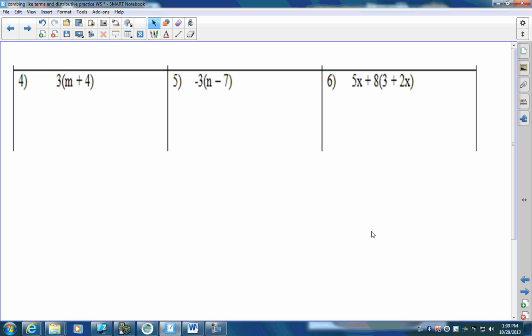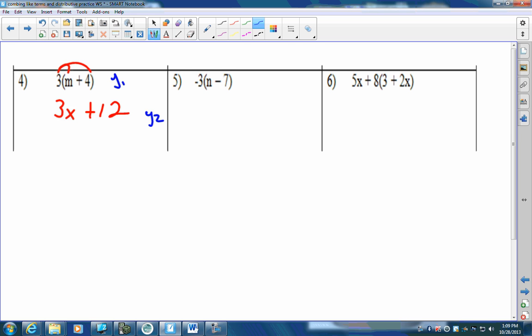Let's look at number 4. Number 4, there's a number outside the parentheses. So I'm going to take 3 times m, 3m. 3 times 4, which is 12. We would check it in the calculator the exact same way. Putting the original problem into y1, I would put this into y1 and this into y2, and it's going to tell me if I get my answer right or not.